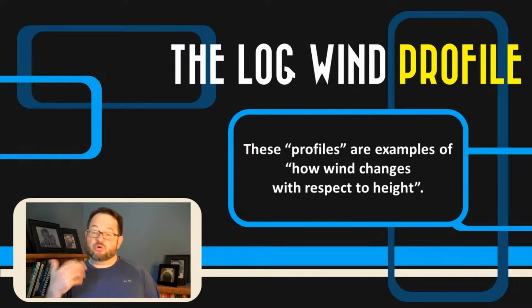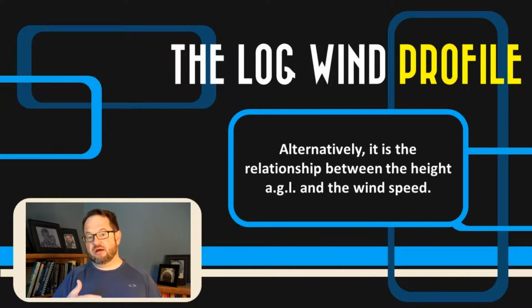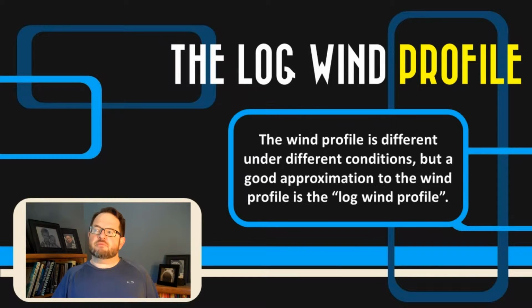And so these profiles are going to be examples of diagrams in which we're going to be explaining how wind changes with respect to height. The way to think about it would be the relationship between height above ground level and wind speed. I do want to draw your attention to that abbreviation AGL, which your textbook throws in from time to time. It just means above ground level. So it's the height above the ground, in contrast to above sea level or something like that.